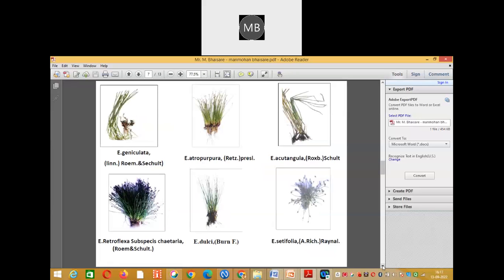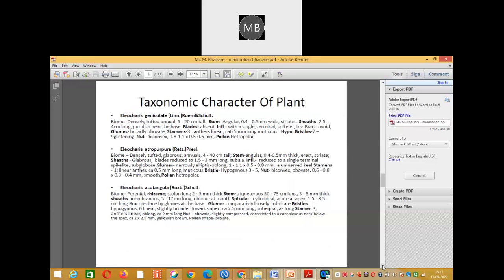The author collected these six Eleocharis RBR plants. First is Eleocharis geniculata. Second is Eleocharis atropurpurea. Third is Eleocharis acutangula. Fourth is Eleocharis retroflexa. Fifth is Eleocharis dulcis. And sixth is Eleocharis setifolia.